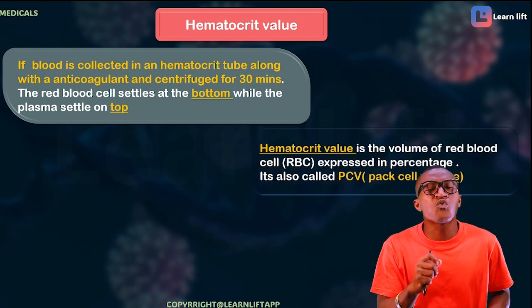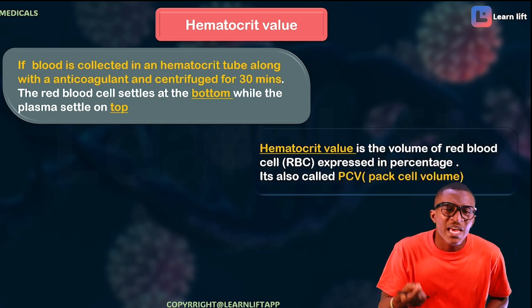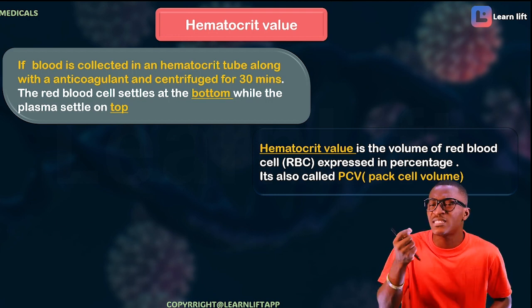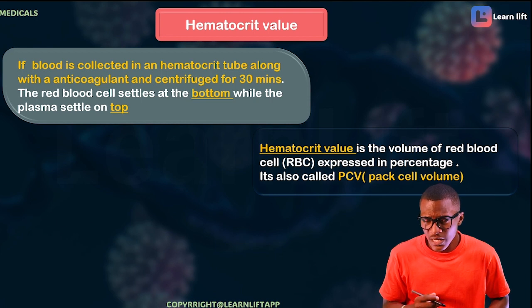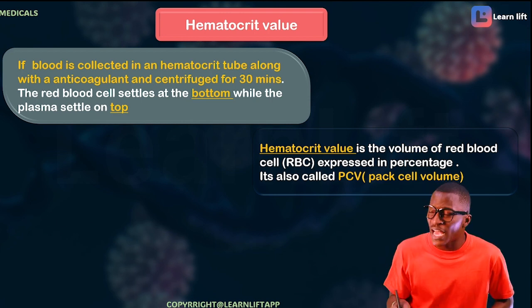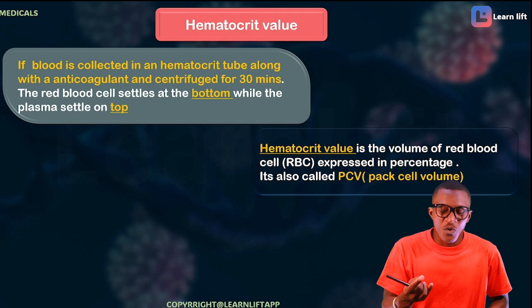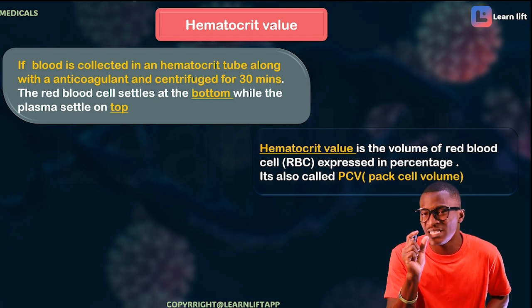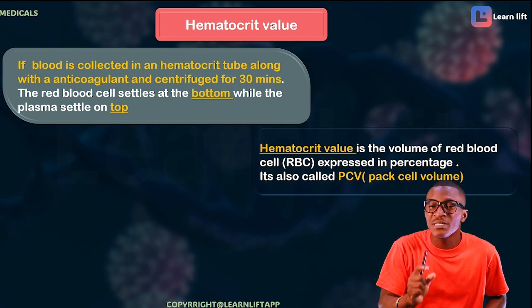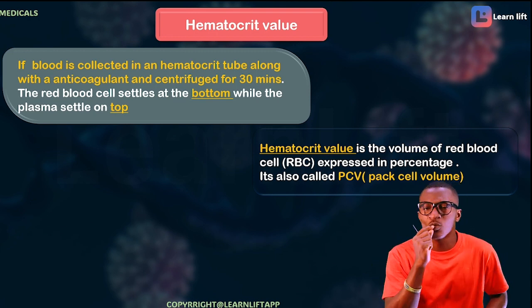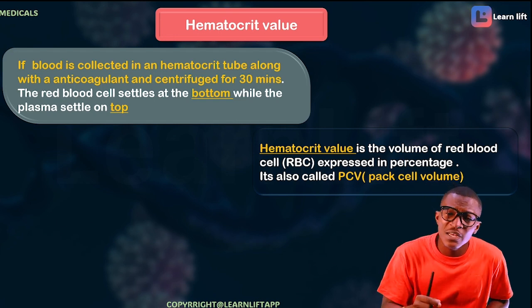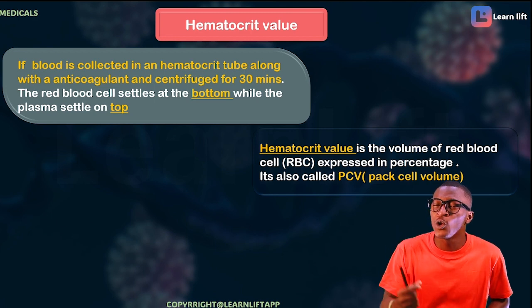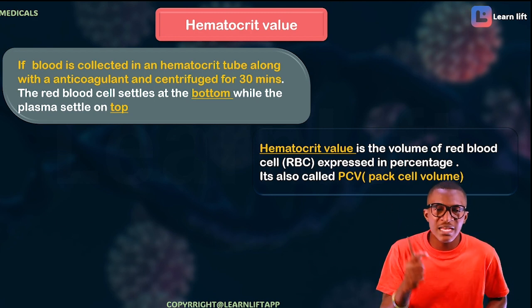Now, this brings us to what we call your hematocrit value. What's your hematocrit value? It is the volume of red blood cells, or RBC, expressed in percentage. Among the blood cells we have your white blood cells, your red blood cells, and your plasma. That volume of just red blood cells out of the total blood expressed in percentage is what we call your hematocrit value. Hematocrit value is also called your packed cell volume. Packed cell volume. Now, let's give a mental picture.